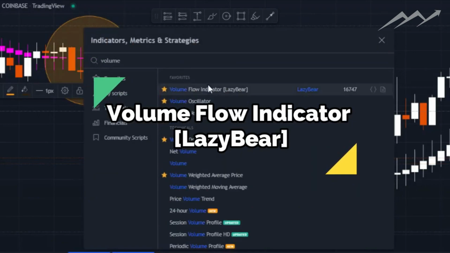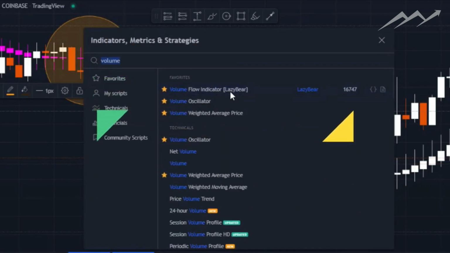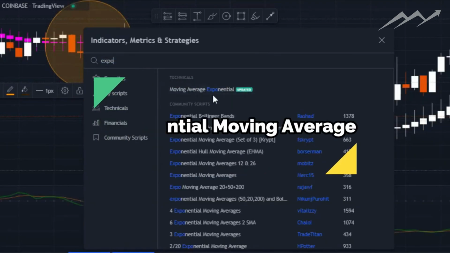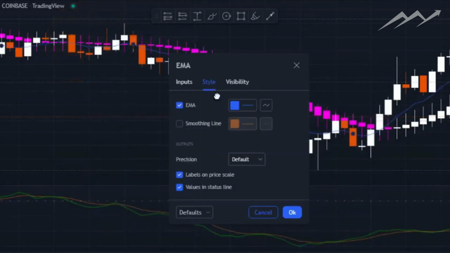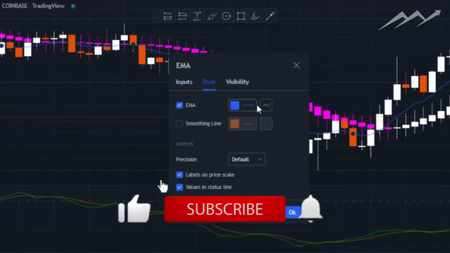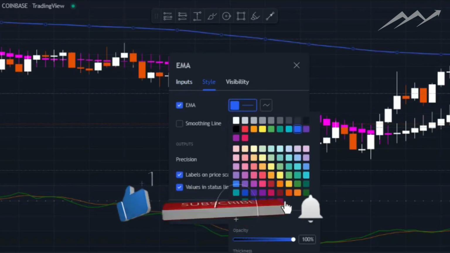So, for the second indicator, let's search for volume flow by Lazy Bear. And for the third indicator, let's add an exponential moving average. Okay, now we need to change the length for this moving average. So, let's change the period from 9 to 200 and make it a bit more visible.